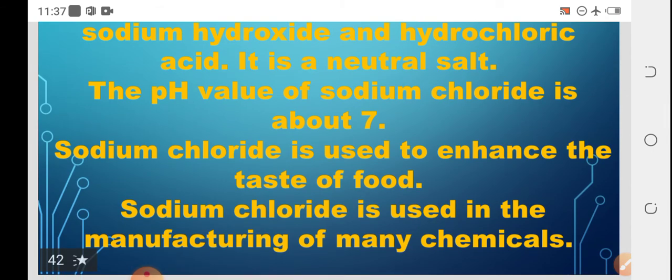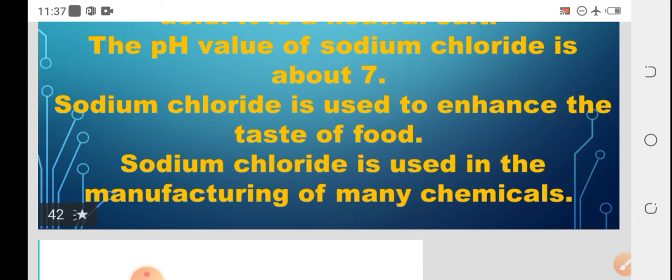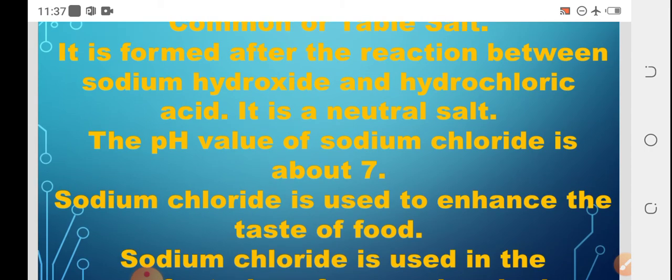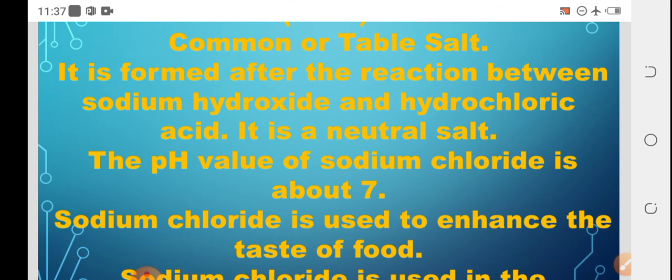Sodium chloride is used to enhance the taste of food. Sodium chloride is used in the manufacturing of many chemicals. As we discussed here, sodium chloride is formed from sodium hydroxide and HCl. This is the heat of neutralization, or neutralization reaction. In the neutralization reaction, sodium chloride is formed.